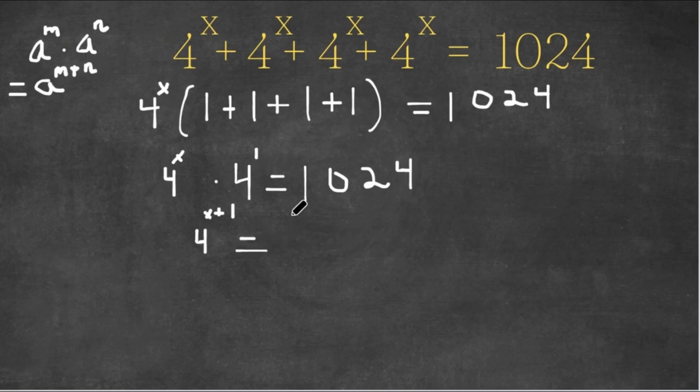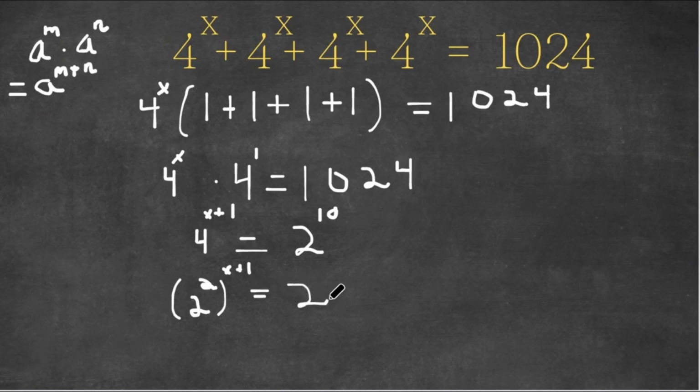And this is equal to, I'm actually going to rewrite 1024 as 2 to the power of 10. So now what I'm going to do is change one of these bases so that they're the same as the other one. Because if we have two same bases, then we could just set the exponents equal to each other and solve. So I'm going to convert 4 to 2. And 4 is actually equal to 2 squared, right? So I'm going to replace 4 here with 2 squared, to the power of x plus 1. This is equal to 2 to the power of 10.